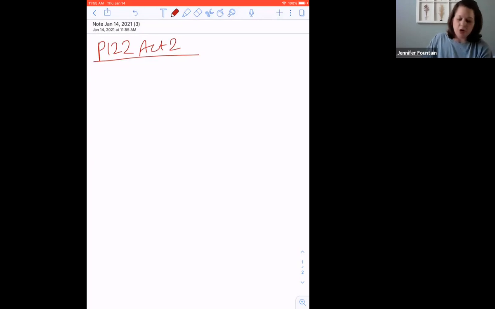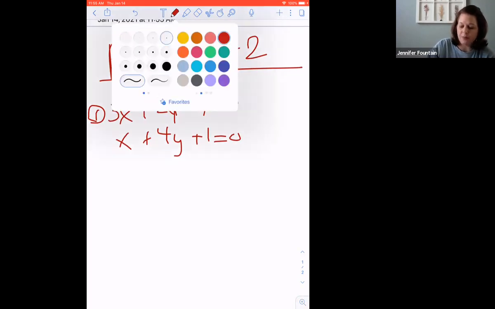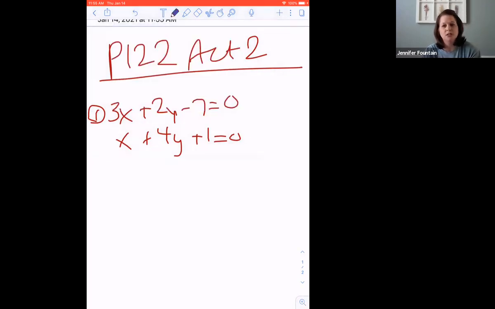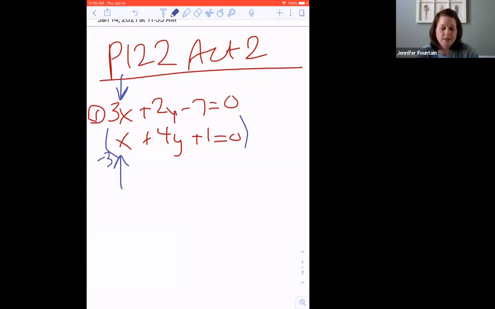So notice we've got 4 across the top and 4 across the bottom. So I've got 1 is going to be 3x plus 2y minus 7 equals 0. X plus 4y plus 1 equals 0. If I want my x terms to be opposites, what can I multiply one of these equations by? If I'm looking to make my x terms opposites, what do I need to multiply my second equation by? Negative 3. I'm going to multiply this one by negative 3.